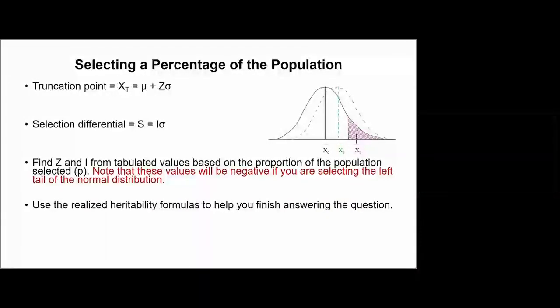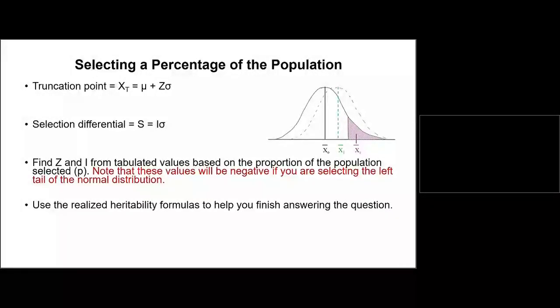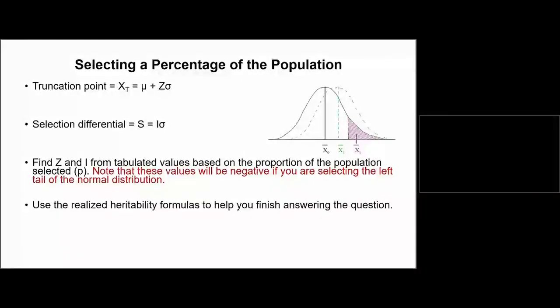Now one thing that's important to note is that if we are going to make something smaller, so let's say we want a smaller percentage of fat, or a smaller mouse or something, and we're selecting the left end of our curve, then our values of I and Z will be negative.